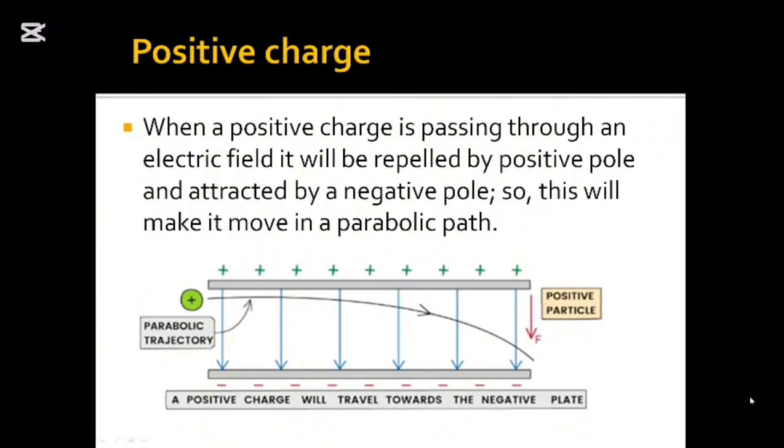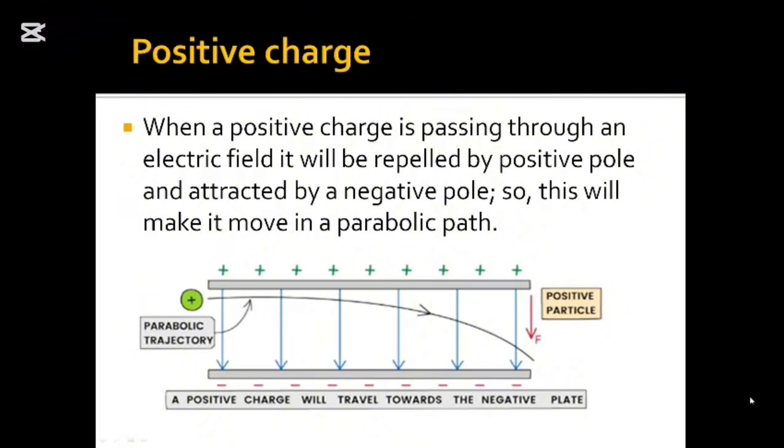Now, when the positive charge moves into the field, what happens? The positive charges at the positive pole will start repelling the charge, pushing it away, while the negative charges on the negative pole will start attracting it. So it cannot move on a straight line. Rather, what do you see? It moves in a parabolic path, just as what we see on the scoreboard there. So this is how a positive charge moves in an electric field.